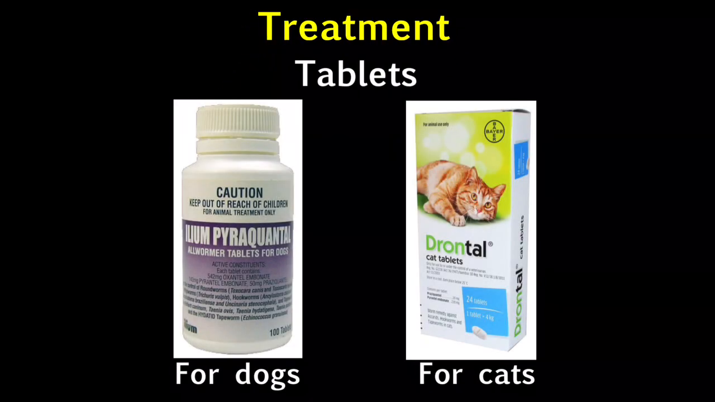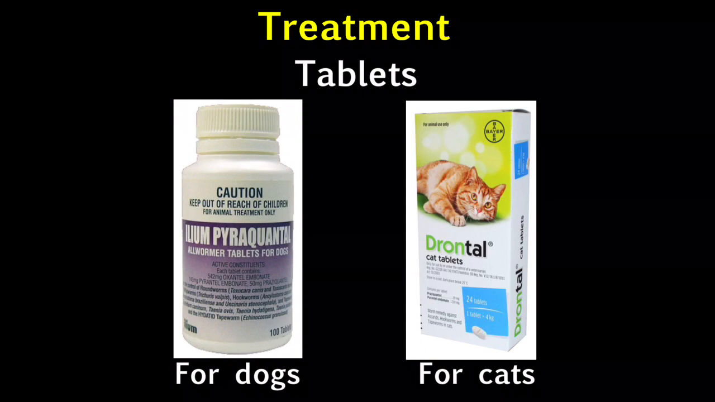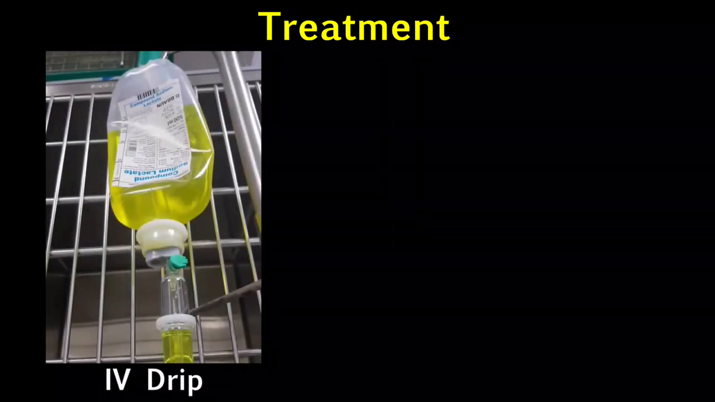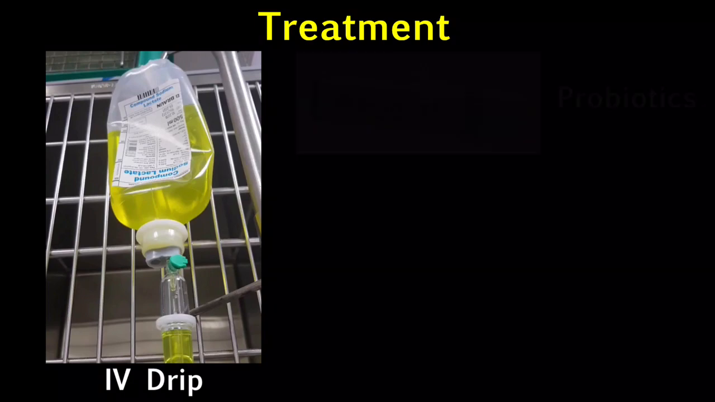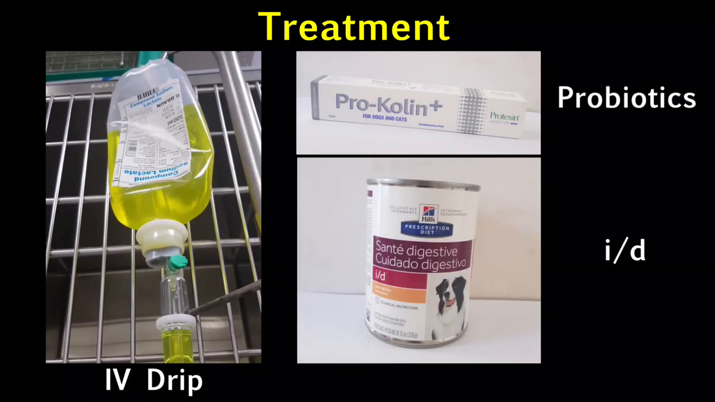After identifying the parasites in the patient, the vet can then prescribe treatment accordingly. Typically, tablets would be given, and these tablets are able to treat the common parasites in cats and dogs. For the Chihuahua, it was also given an IV drip, probiotics, and ID to ease its upset digestive system.